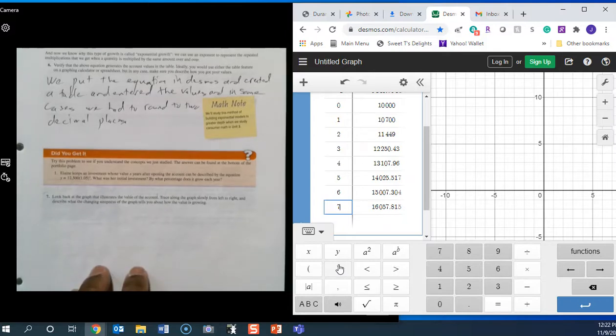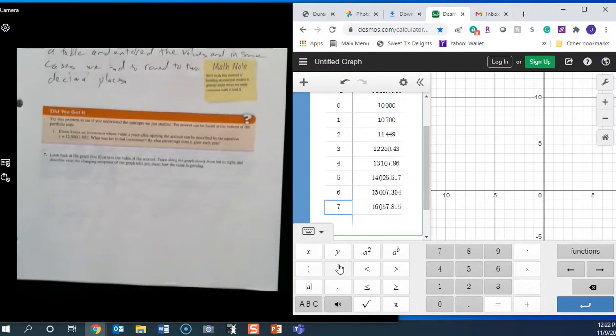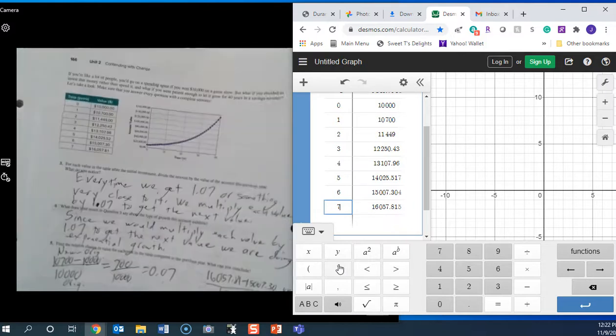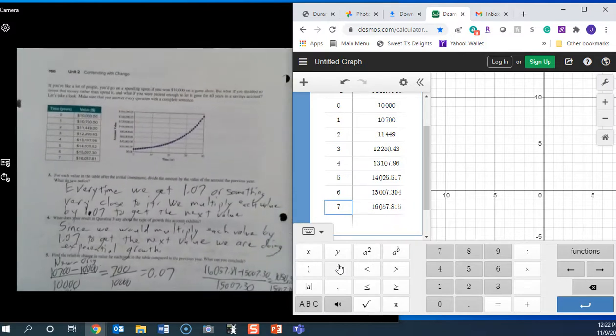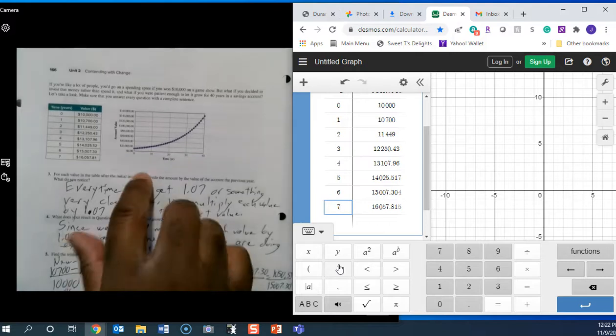Now, number 7 says, look back at the graph that illustrates the value of the account. Trace along the graph slowly from left to right and describe what the change in steepness of the graph tells you about how the value is growing. Basically, we don't necessarily need to do that in the calculator. We can look at this graph here.